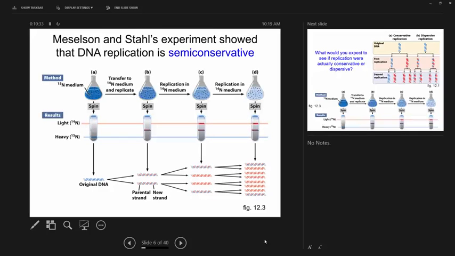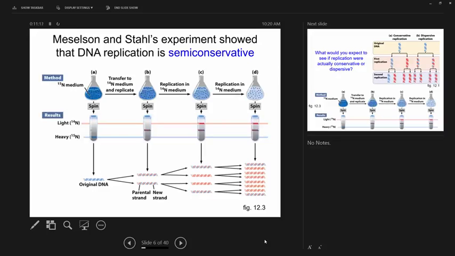All right, let's look here. At the beginning of the experiment, when you've just been growing it in 15N forever, if you spin that down in a density gradient, all the DNA would be down here at the bottom because it's all heavy. Transfer the cells, wash away the 15N media, put them in 14N media, and allow the cells to go one generation.